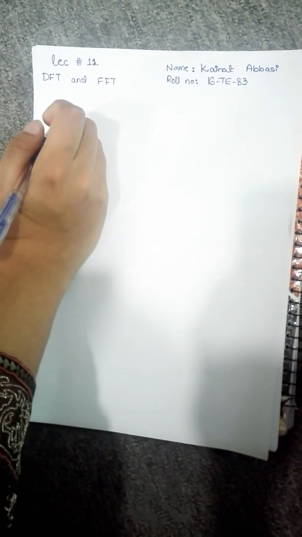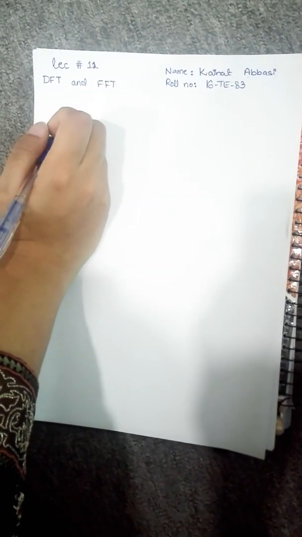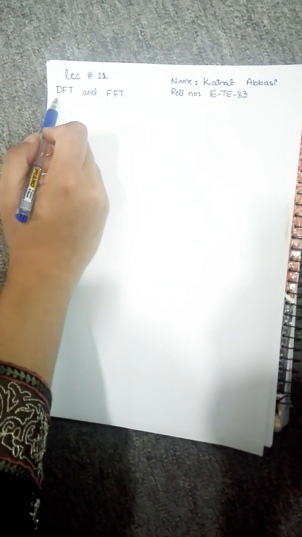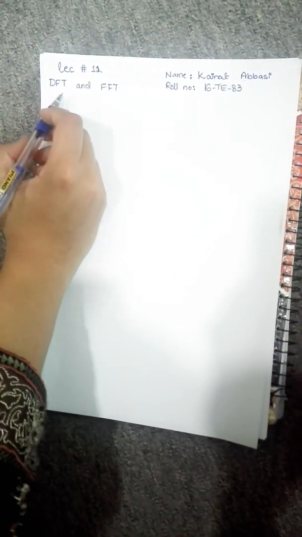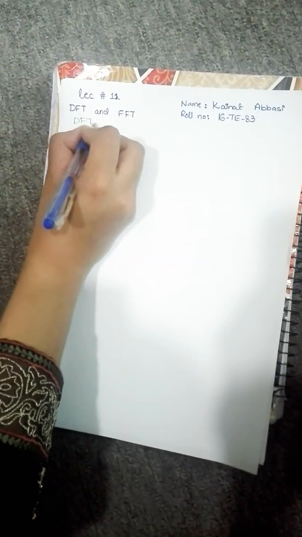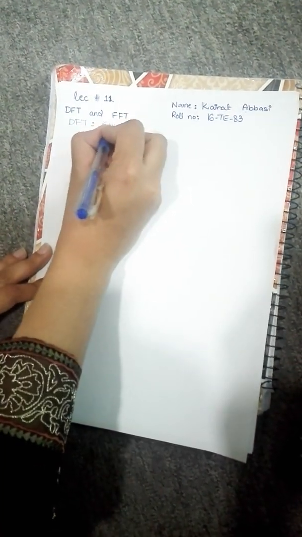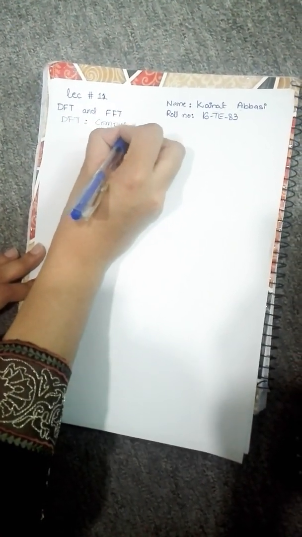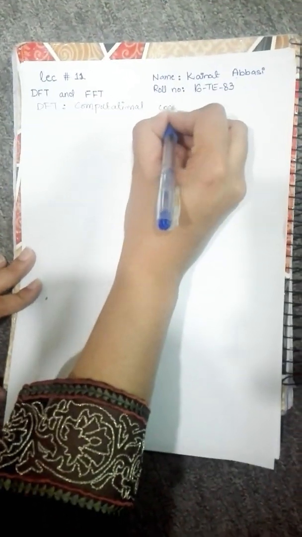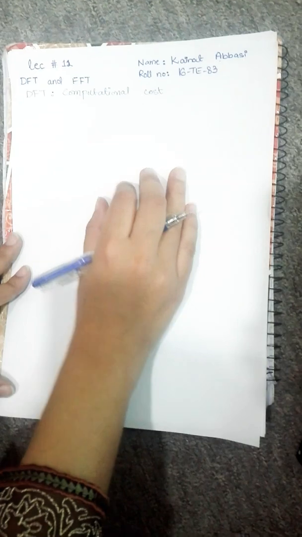This is the 12th lecture of digital signal processing. In this lecture, we will learn about discrete Fourier transform and fast Fourier transform. Discrete Fourier transform has one major disadvantage: its computational cost. The computational cost of discrete Fourier transform is very high.